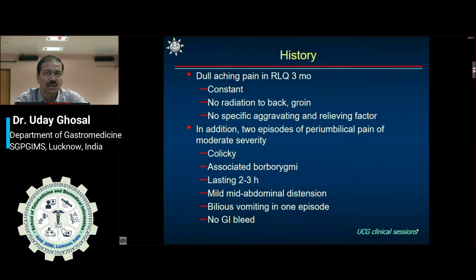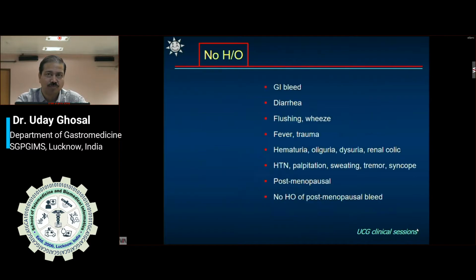Now look at here that there are 2 types of pain. One type of pain is dull, aching, right lower quadrant pain. And the other type of pain is colicky pain, suggesting that there is a subacute intestinal obstruction. So you can make out from here, we are talking about a patient who had a progressively increasing lump with subacute intestinal obstruction, suggesting that it is causing some narrowing of the lumen.